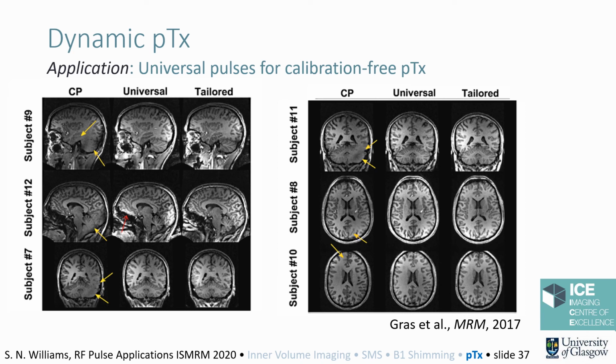While a universal pulse would almost certainly not perform as well as a subject-tailored RF pulse, the universal pulses have proven to greatly outperform single transmit and B1 shimming. Hence, it can be said that universal pulses are a special type of calibration-free pTx. Currently, universal pulses have mostly been created for 3D imaging sequences.